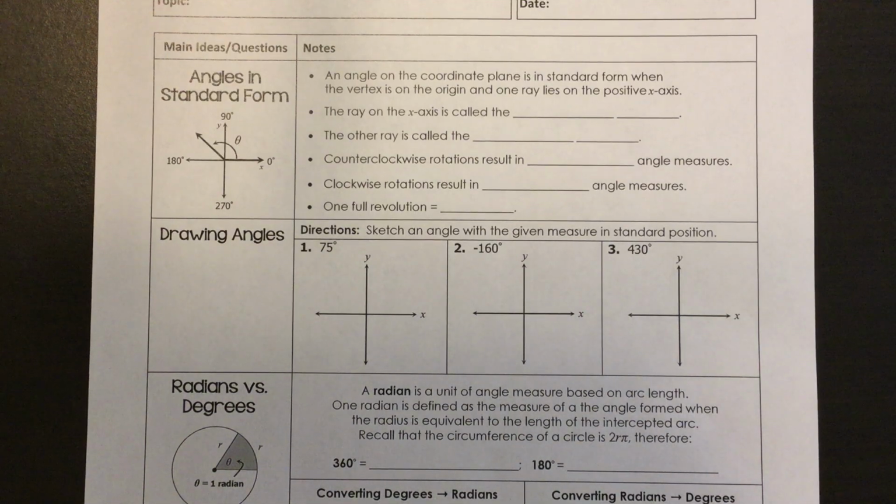This is Unit 12, Lesson 3. We are going to learn about angles and their standard form. We're going to learn about the other measurement of angles called radians, which I mentioned in the last lesson.